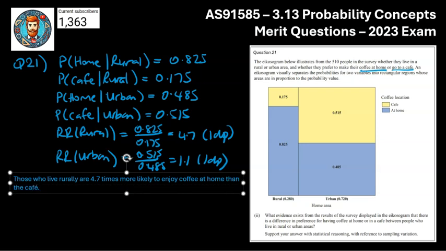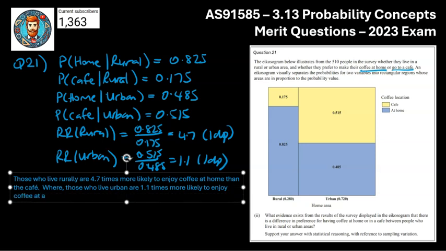And then finally, we're going to do the same for the urban people. Remember, it's the other way around, at 1.1 times more likely to prefer it at the cafe than home. Whereas those who live urban are 1.1 times more likely to enjoy coffee at a cafe than at home. So that's what the numbers mean. So obviously that's pretty good evidence that they have different preferences, isn't it?